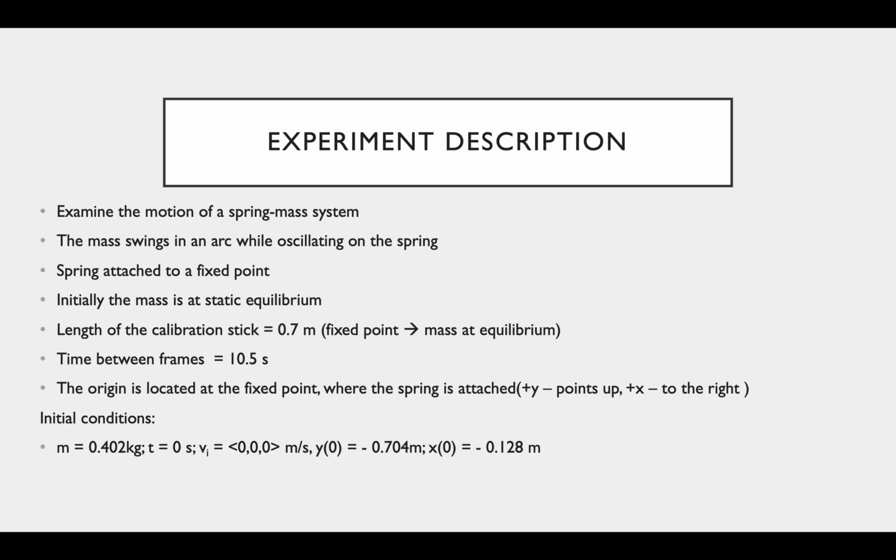So now let's describe the experiment in more detail. The spring is attached to a fixed point, and initially the mass is in a static equilibrium. The values of the calibration lengths, time between video frames, and relevant masses are the same as the vertically oscillating mass discussed in the video lectures. The initial x and y coordinates are minus 0.128 and minus 0.704 meters respectively. The initial velocity is 0 meters per second.